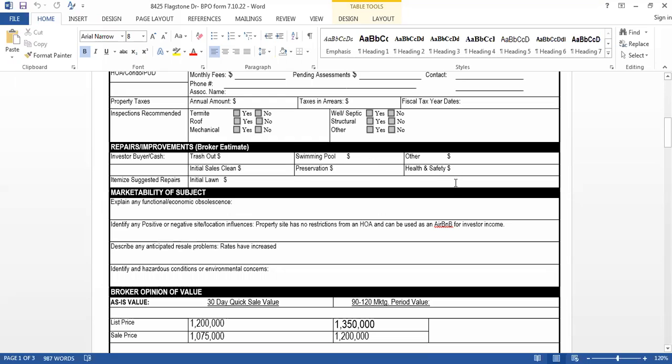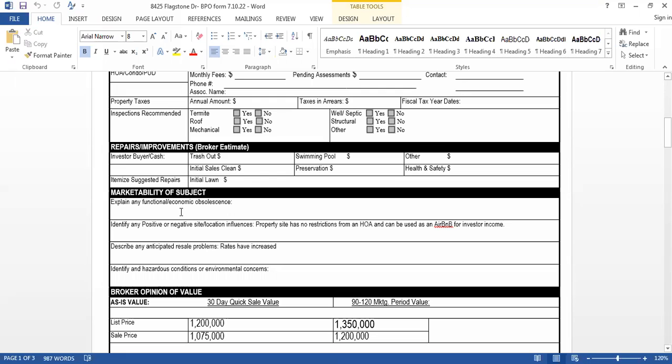Repairs. So if you take on a home and it needs a lot of love, or it needs a landscaping package or something like that, this is where you would put that in there. If the pool is trashed, you want to put that in there as well. And then marketability of subject. Explain any functional or economic obsolescence.